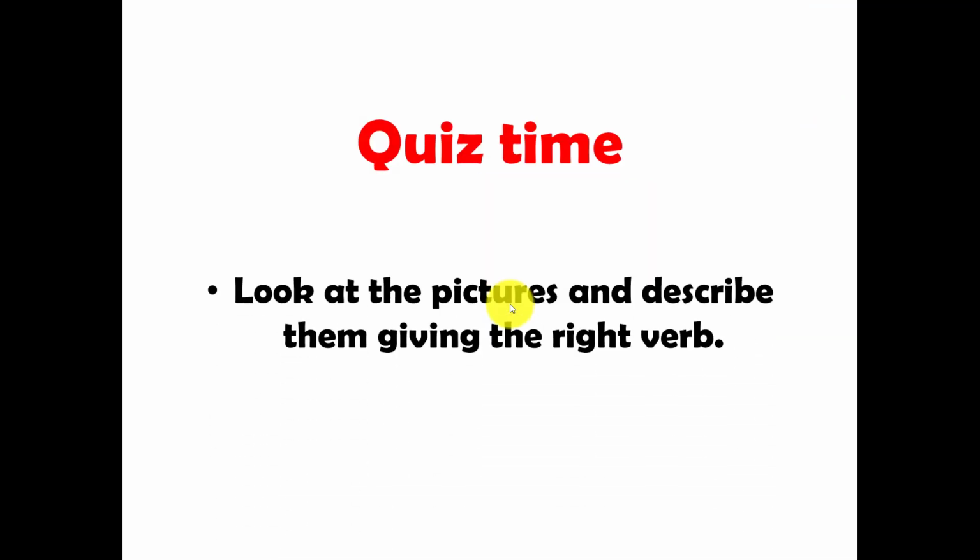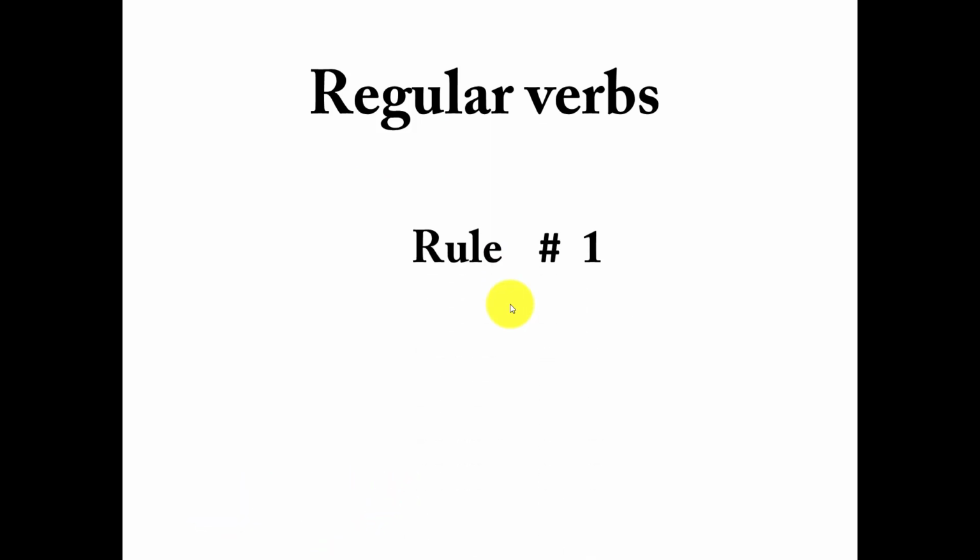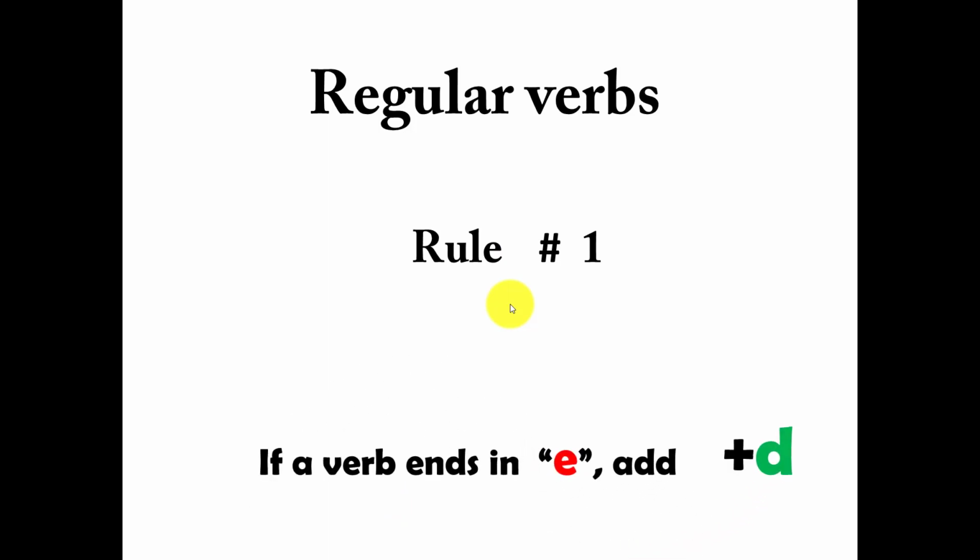Quiz time. You are going to look at the pictures and describe them giving the right verbs. These pictures are all about regular verbs. For regular verbs, we have some rules. Rule 1. If a verb ends in E, add D. You just add a D to the verb.